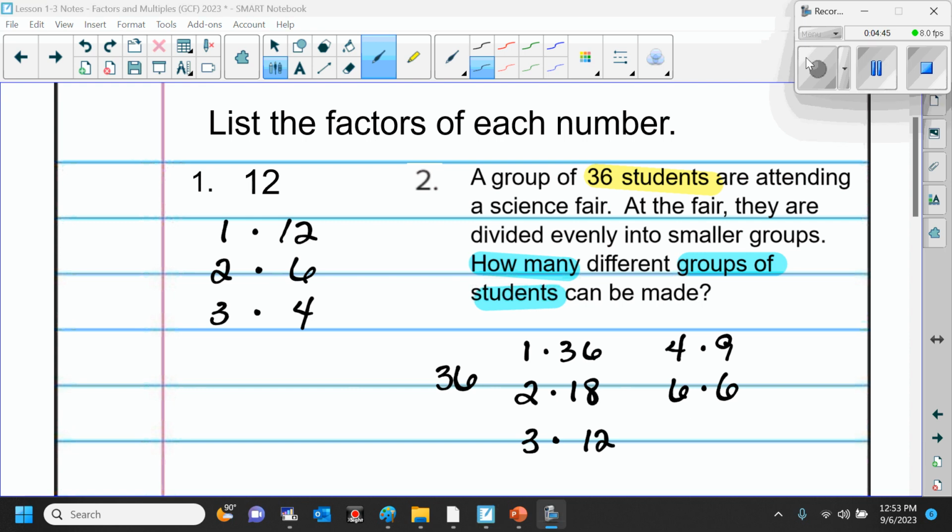Now, you guys, we can also go in the reverse direction. We could say 36 groups of 1. But will we really do that? No, because that's just everybody by themselves, right? And then we have 18 groups of 2. We could have 12 groups of 3. We could have 9 groups of 4, and then the 6 and the 6 again. Is everybody clear?